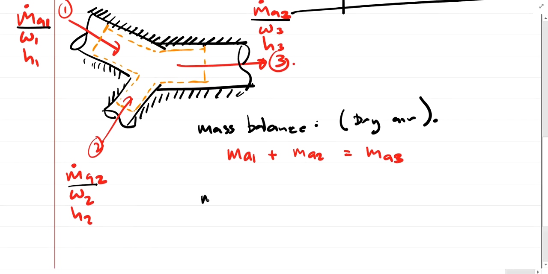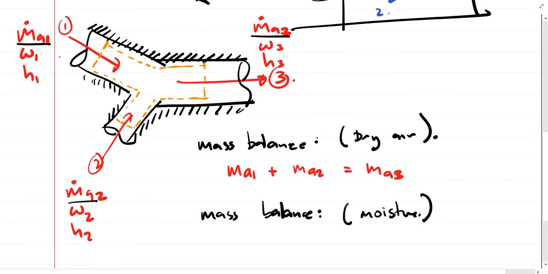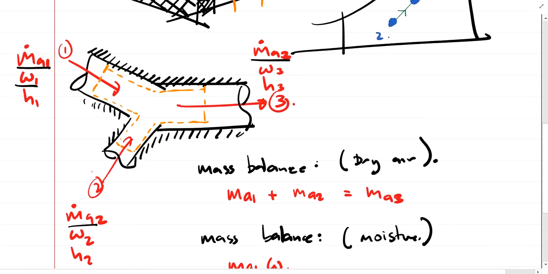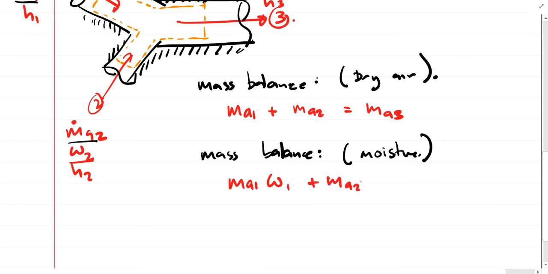Okay, so next, let's do a mass balance, but this time for the vapor, water or moisture. So for the moisture at point 1, this is MA1 times the humidity ratio, plus the mass flow rate at 2, MA2, times the humidity ratio at point 2, is equal to MA3 times the humidity ratio at 3.